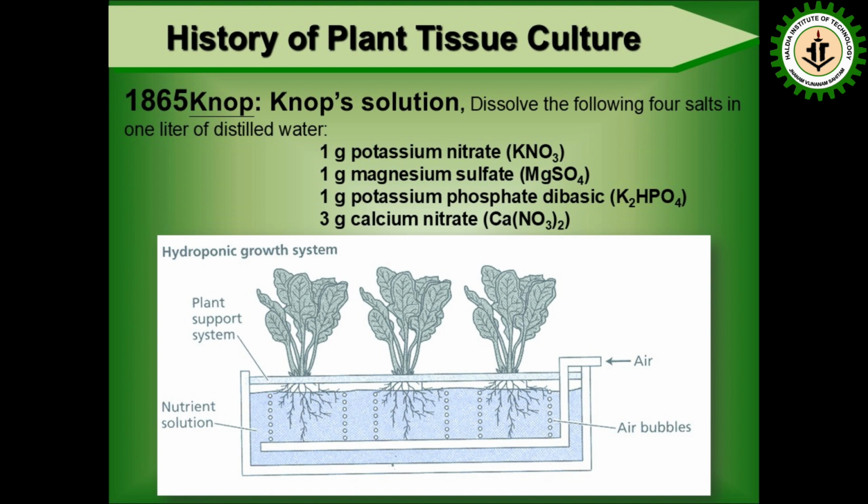Knop solution provides essential macronutrients required for plant growth, making it suitable for early experiments in nutrient supply for plants. It has been modified and adapted for various plant tissue culture applications. Knop solution represents a foundational milestone in the study of plant nutrition and early plant tissue culture experiments. While it has largely been replaced by more comprehensive media like MS medium for most tissue culture applications, it remains an important tool for understanding plant growth in basic nutrient solutions.